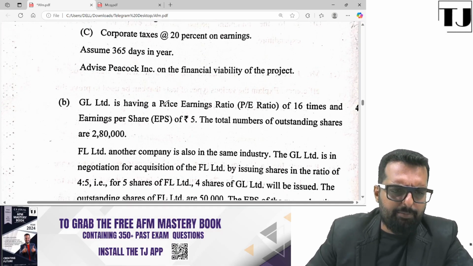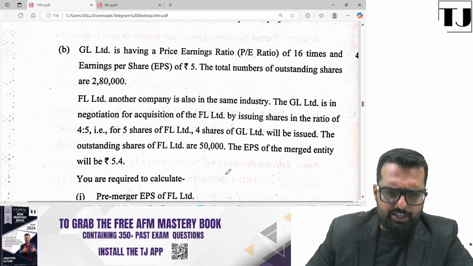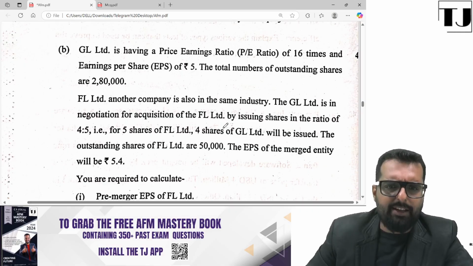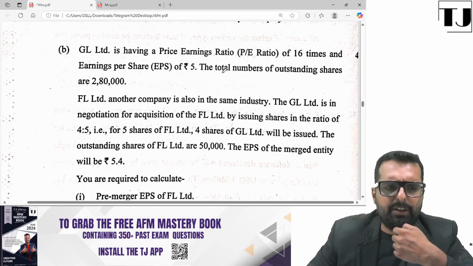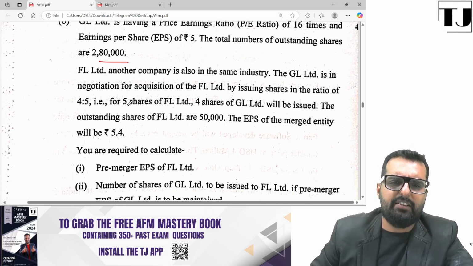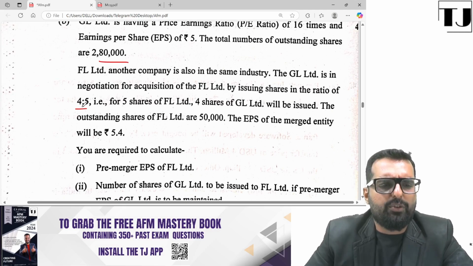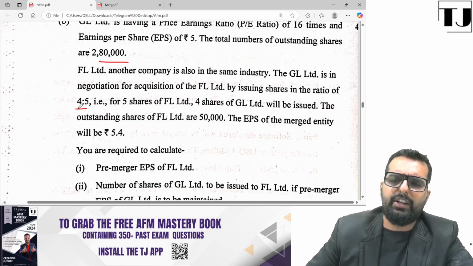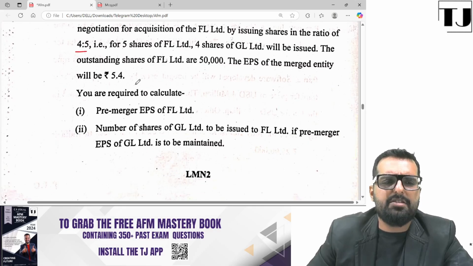Right, let me go to the next question now. GL has a PE ratio of 16 times, EPS is given, number of shares is given. Down they have given that there is an exchange ratio of 4:5. For 5 shares of FL, 4 shares of GL will be issued. Outstanding number of shares are 50,000. EPS of the merged entity is given.